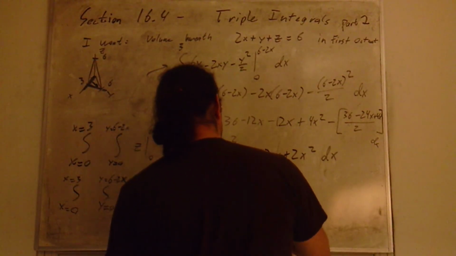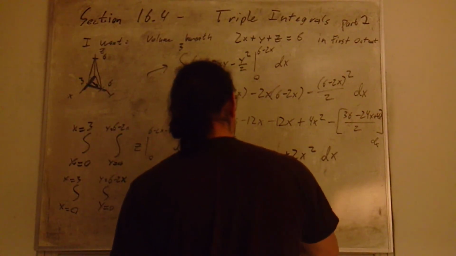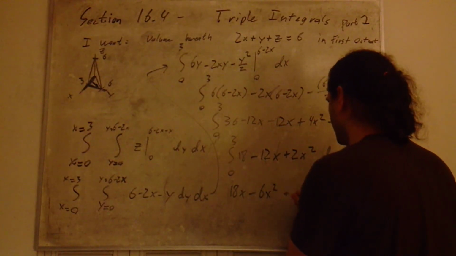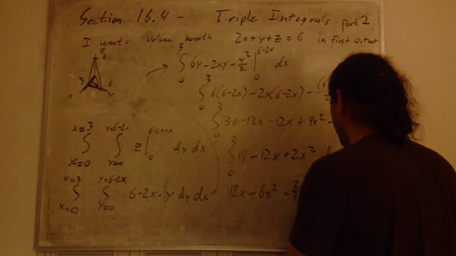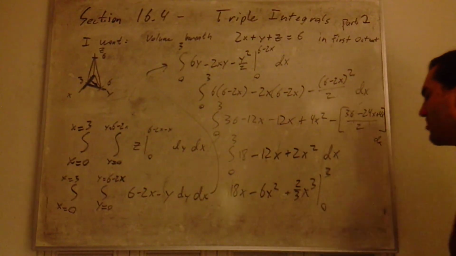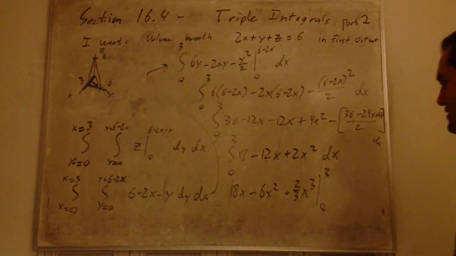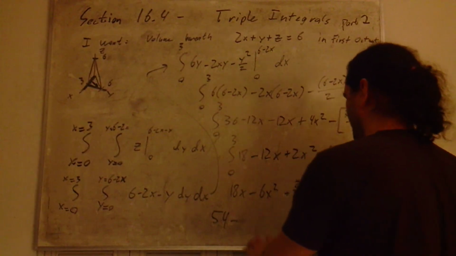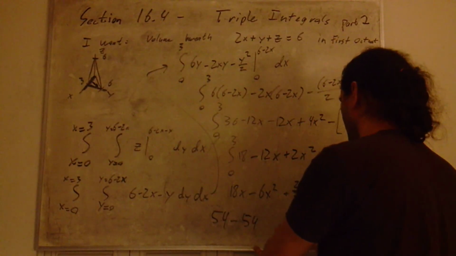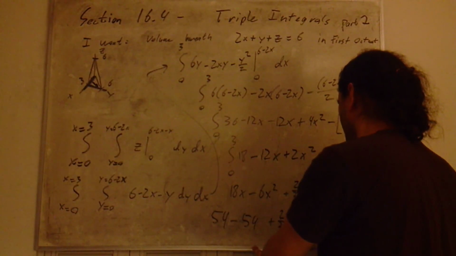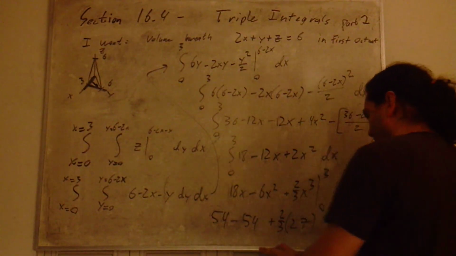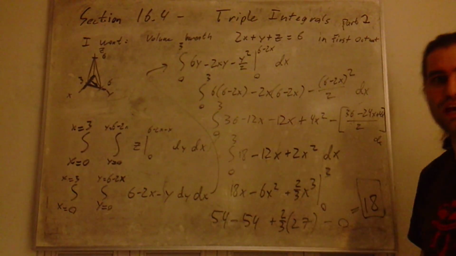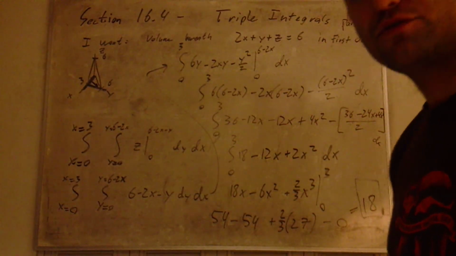We get the integral, no more integrals. We get 18x minus the 6x squared plus 2/3 x cubed from 0 to 3, which is 54 minus 54 plus 2/3 of 27 minus 0. So I get, these cancel, grand total, final answer should be 18. Just under 20 minutes, we nailed it, guys.